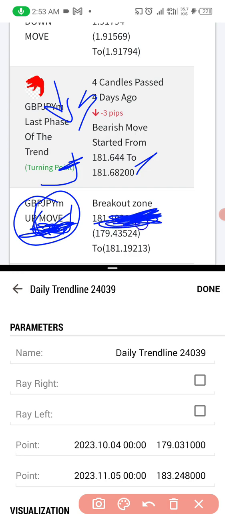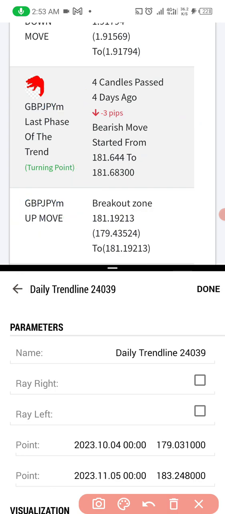If price has not broken this zone, don't enter. Just be patient. Don't enter at all. Just wait. So if you're in the first phase, what? First phase bullish move, this has to be an upward move. If you're in a bearish first phase, this has to be a downward movement before you enter.